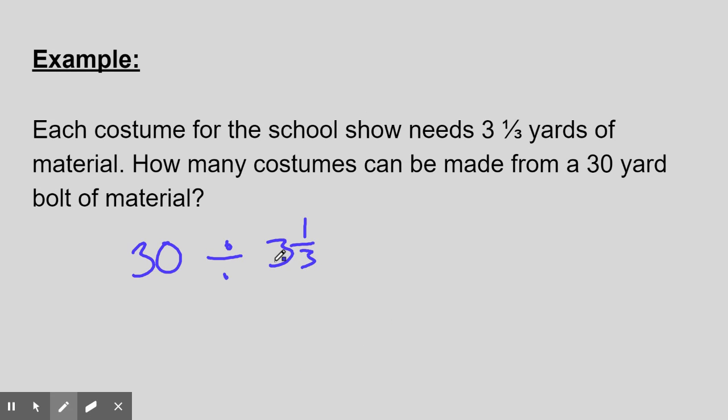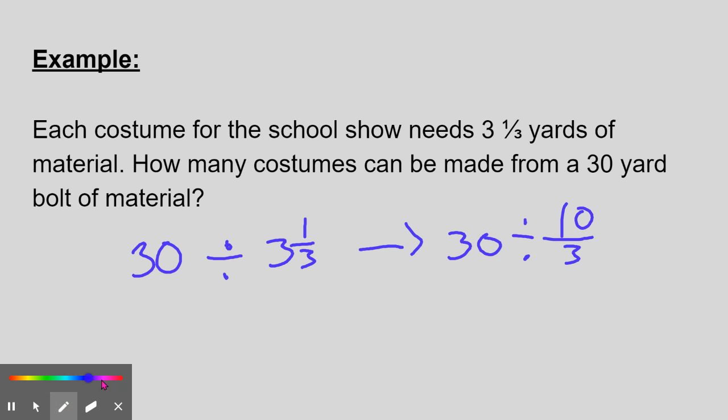Now, before I go through and do my keep, change, flip, I need to make this an improper fraction. So this will become 30 divided by 10/3. If you do not know how I got 10/3, you will need to go back and look at your notes on changing mixed numbers to improper fractions. Now I can get started. So we're going to keep the first number, change the sign, and flip the fraction.